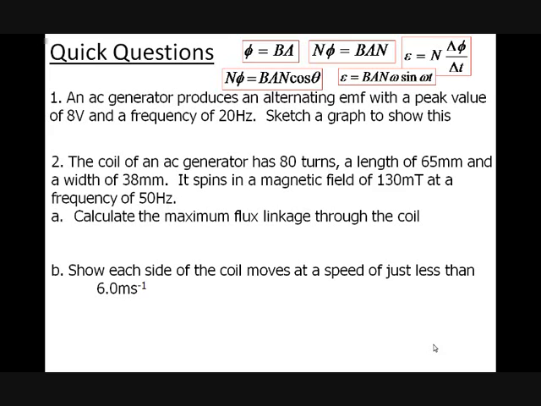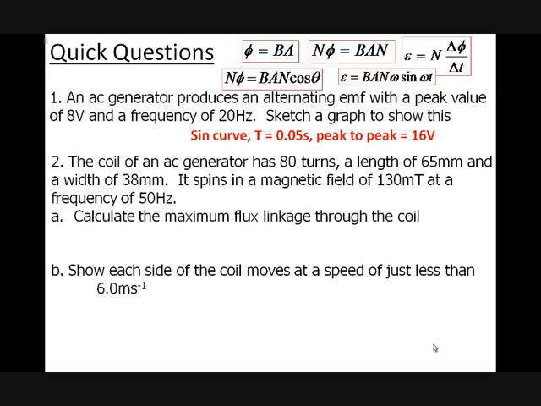An AC generator produces an alternating EMF with a peak value of 8 volts and a frequency of 20 hertz. If you were to sketch a graph to show this, it needs to be a sine curve, because we've seen that if we differentiate the flux linkage, then the EMF graph should become not a minus sine because of Lenz's law, but a plus sine curve. So you do a sine curve. The time period's 0.05 seconds because the frequency is 20, so do 1 over 20 for the time period, and the peak to peak is 16, so it's got a value of plus 8 and minus 8 on the y-axis.